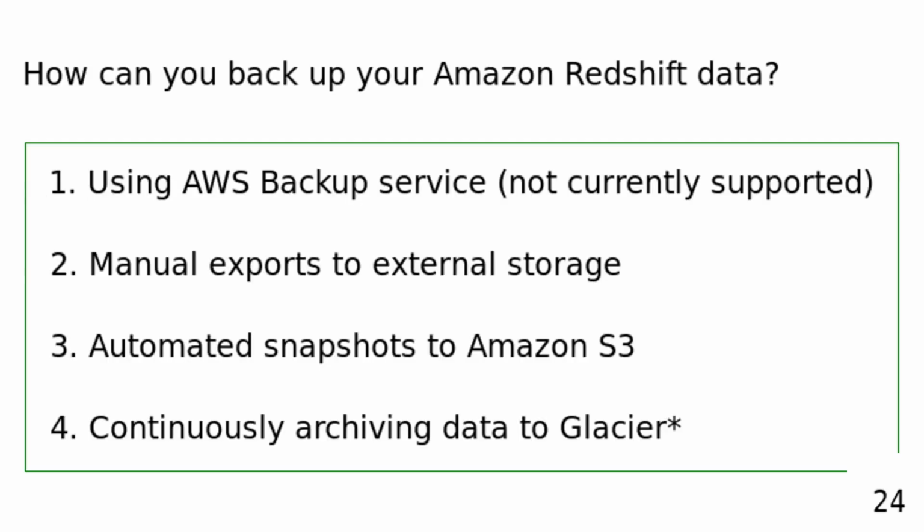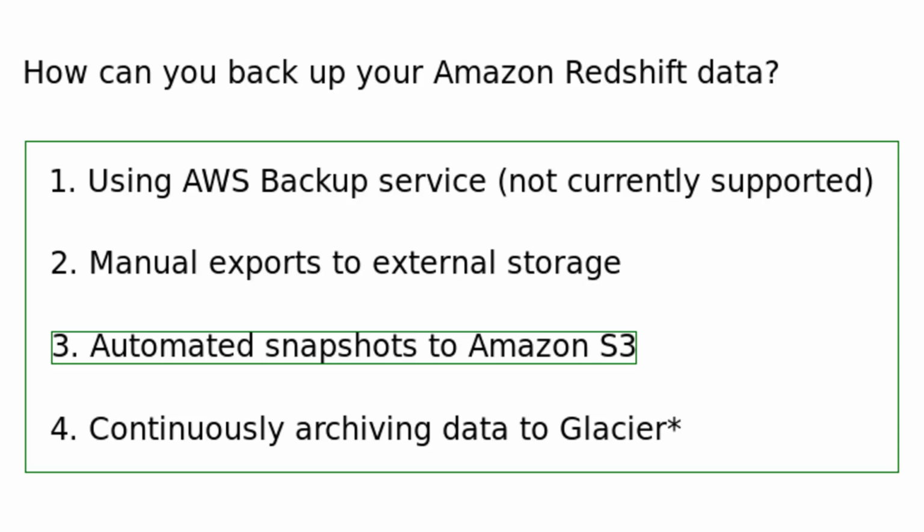How can you back up your Amazon Redshift data? Using AWS Backup Service. Manual exports to external storage. Automated snapshots to Amazon S3. Continuously archiving data to Glacier. Redshift offers automated snapshots to S3 for backups, enabling easy recovery in case of data loss.